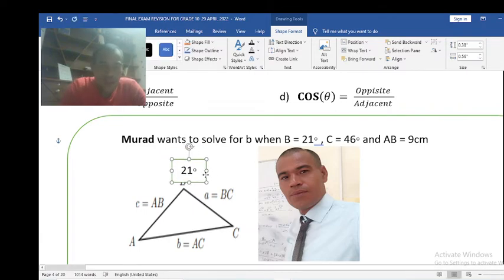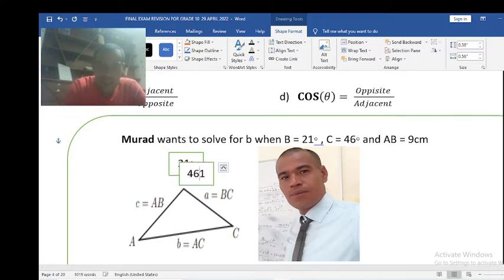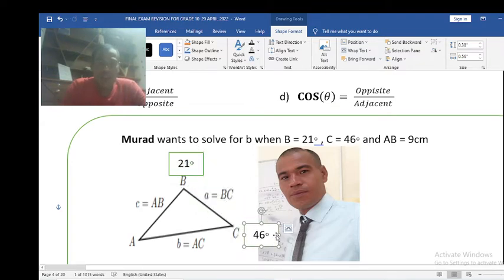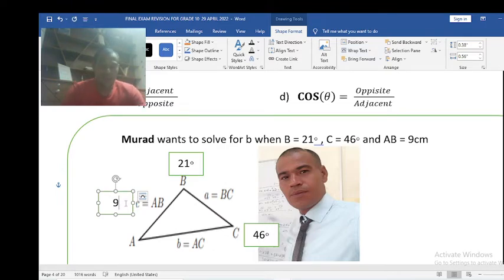The angle C, this is 46 degrees. Now this is the size of the angle C. And let's say AB is equal to 9 centimeters. I will just write here 9. Now I labeled all the details of this triangle.